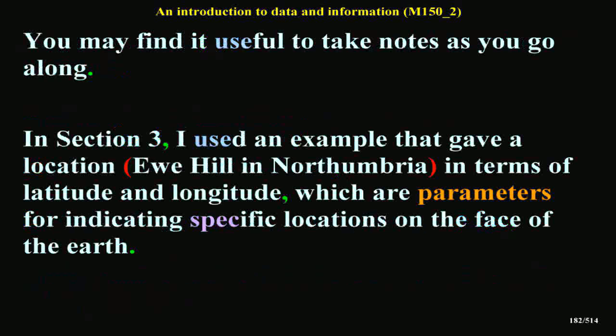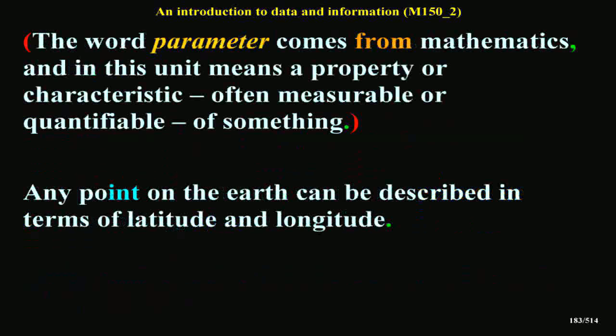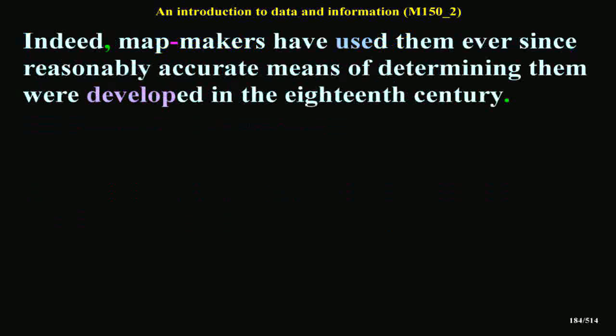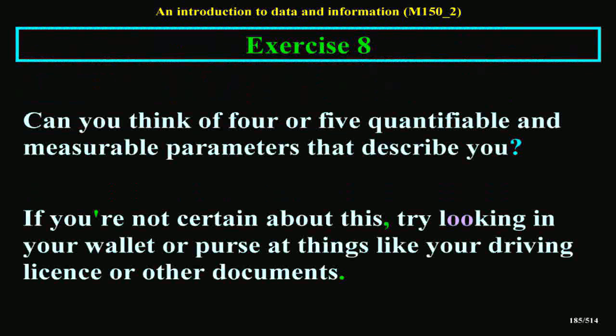In section 3, I used an example that gave a location, a hill in Northumbria, in terms of latitude and longitude, which are parameters for indicating specific locations on the face of the Earth. The word parameter comes from mathematics, and in this unit means a property or characteristic, often measurable or quantifiable, of something. Any point on the Earth can be described in terms of latitude and longitude. Indeed, map makers have used them ever since reasonably accurate means of determining them were developed in the 18th century.